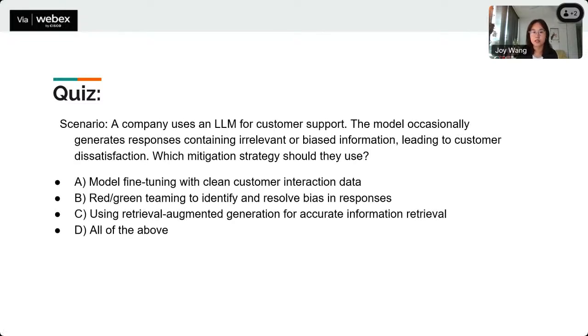Another question is based on a scenario, and you can read the question and type your answer in the chat.